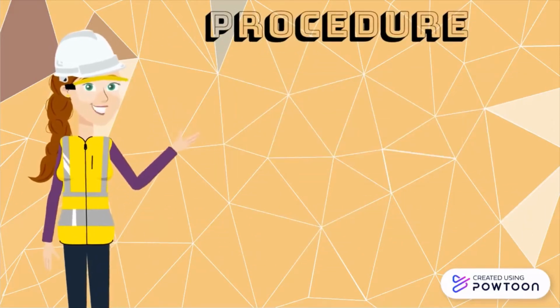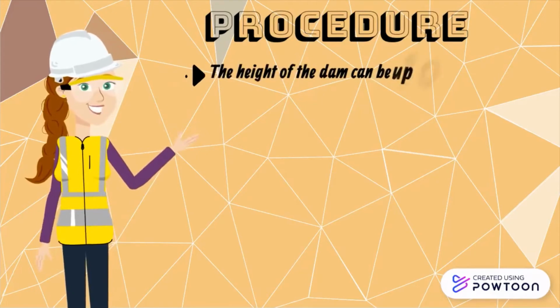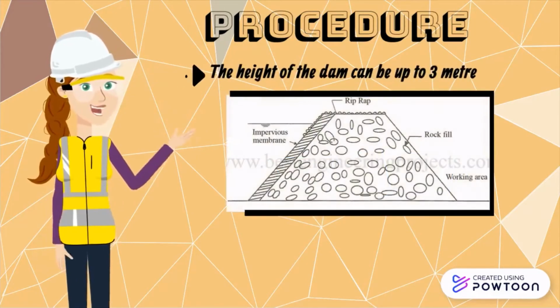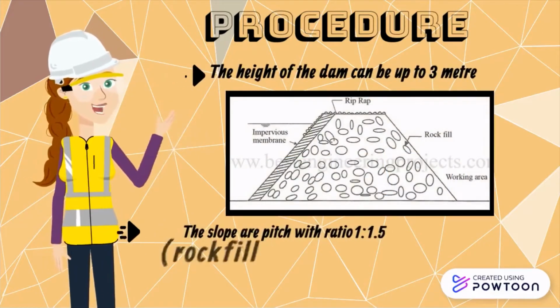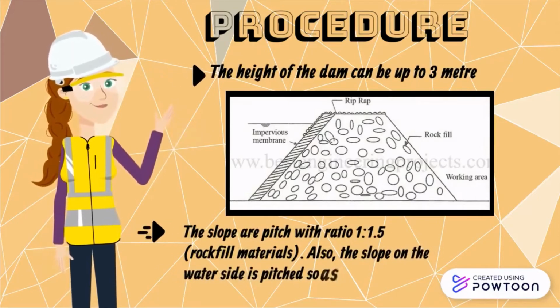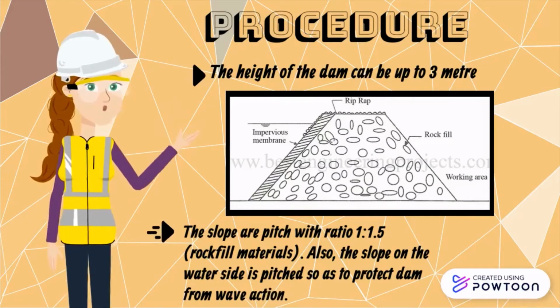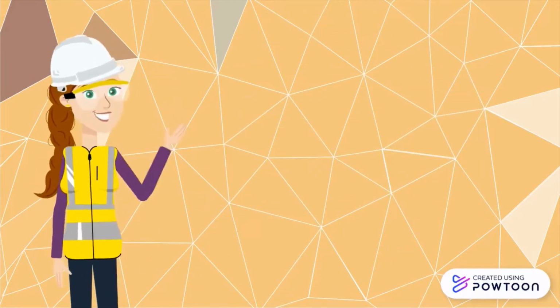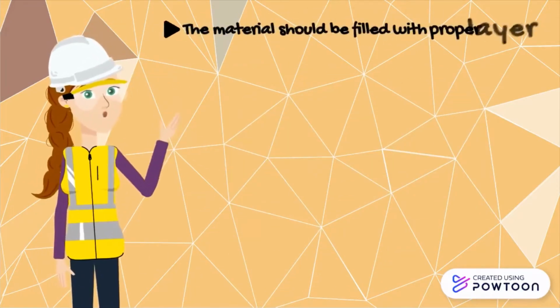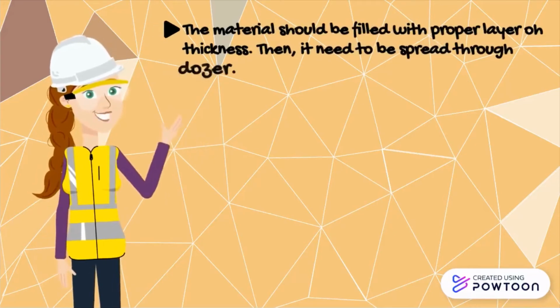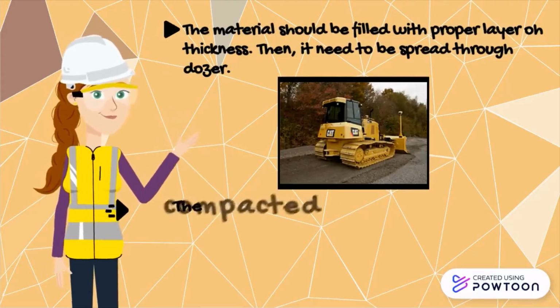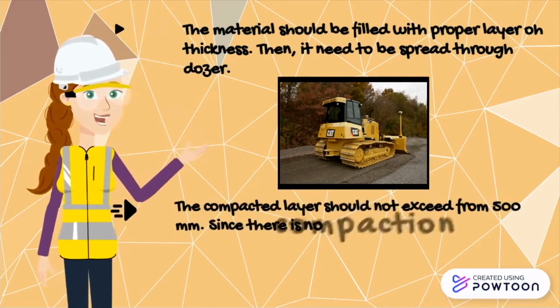For the procedure, the height of the dam can be up to 3 meters. The slope can be maintained with a ratio of 1:1.5 of rock-fill materials. Then, the slope on the water side is pitched to protect the dam from wave action. The material should be filled with proper layer thickness, then it needs to be spread with the dozer. The compacted layer should not exceed 500 mm.